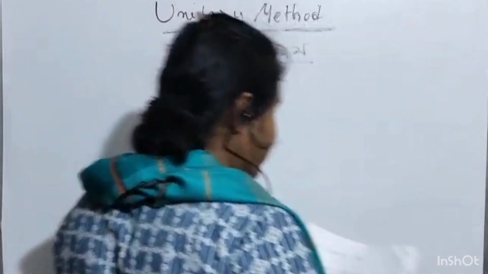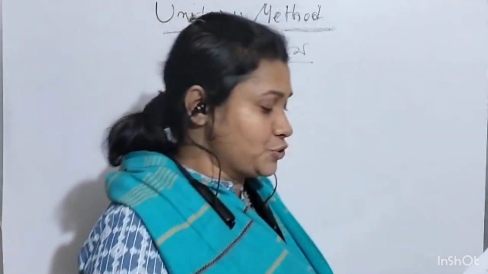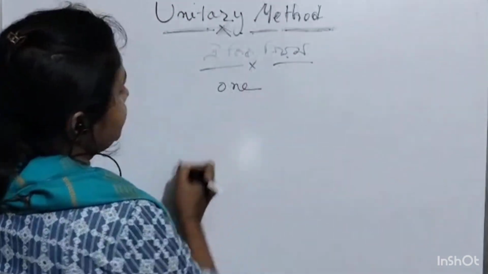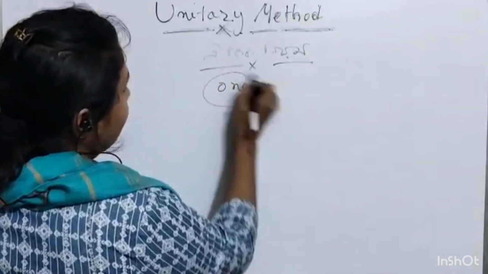So first let us understand what the unitary method means. The word unitary method means 1. Okay.